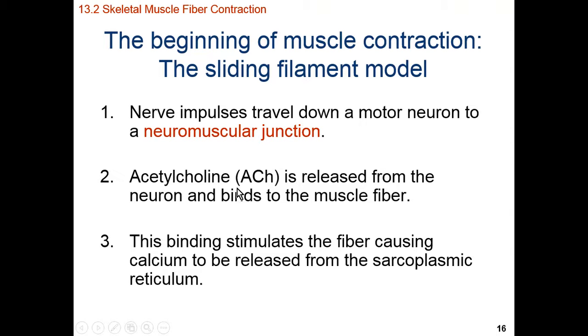The neurotransmitter that's used to take that information from the motor neuron to the muscle cell is called acetylcholine. Acetylcholine is notable in that it's the most common neurotransmitter in the body. It's also the first neurotransmitter that was discovered.